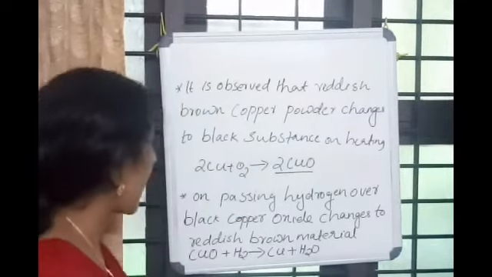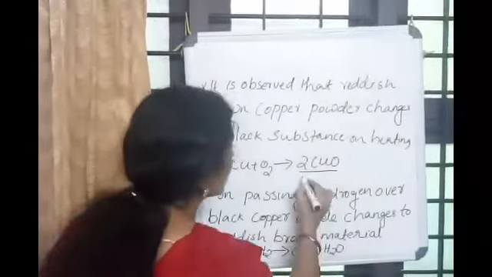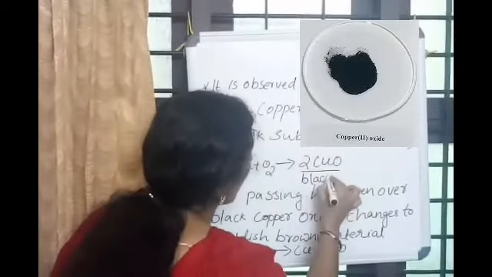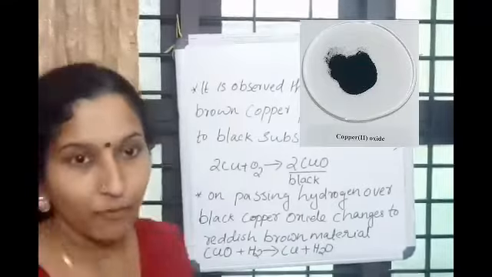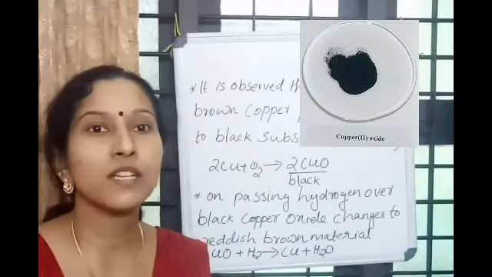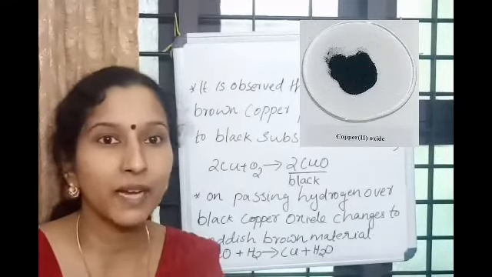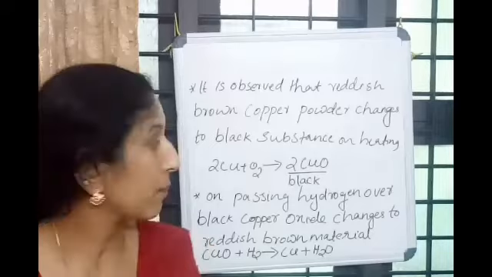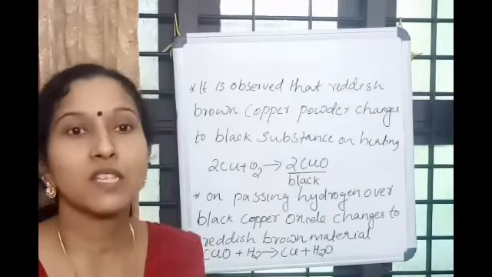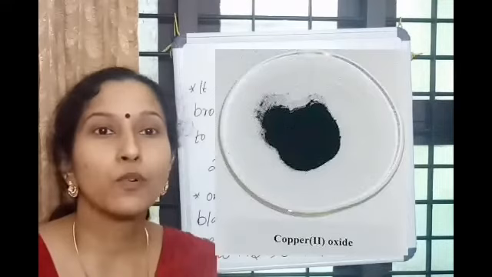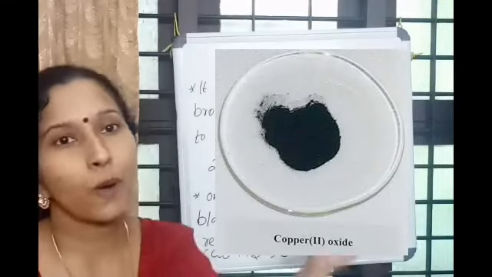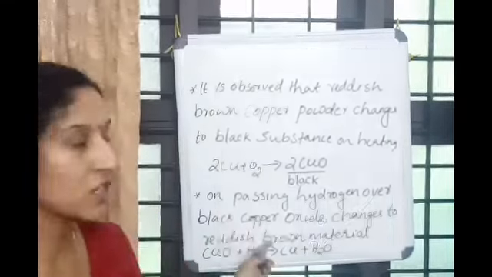Which is that black colored substance? Copper oxide. When we heat anything in copper utensils, we get a black deposit underneath. That black deposit is copper oxide. So which is that black colored substance? Copper oxide. Then you see the next situation.